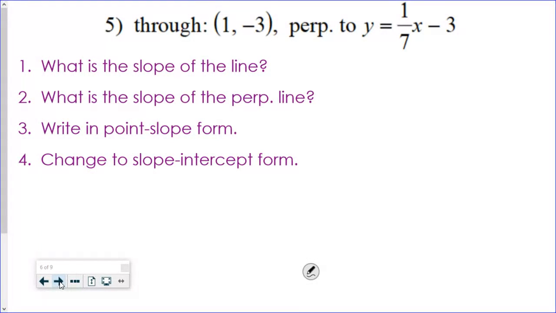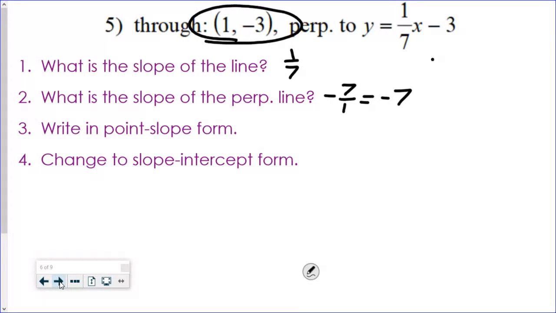Now, the only difference for perpendicular is you're still going to use the slope or a point, but you're going to use the opposite reciprocal slope. So the slope is 1/7, but the slope of the perpendicular line is -7/1, or just -7 to make it easy. If it's a whole number, use it if you can. Now I'm still going to use that point, but now I'm going to use the opposite reciprocal slope. It was positive, now it's negative, and you got to flip-flop.